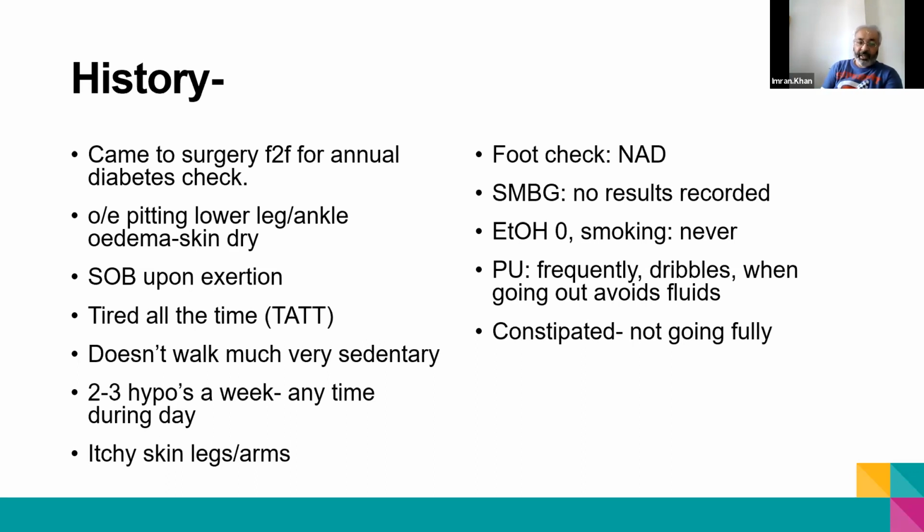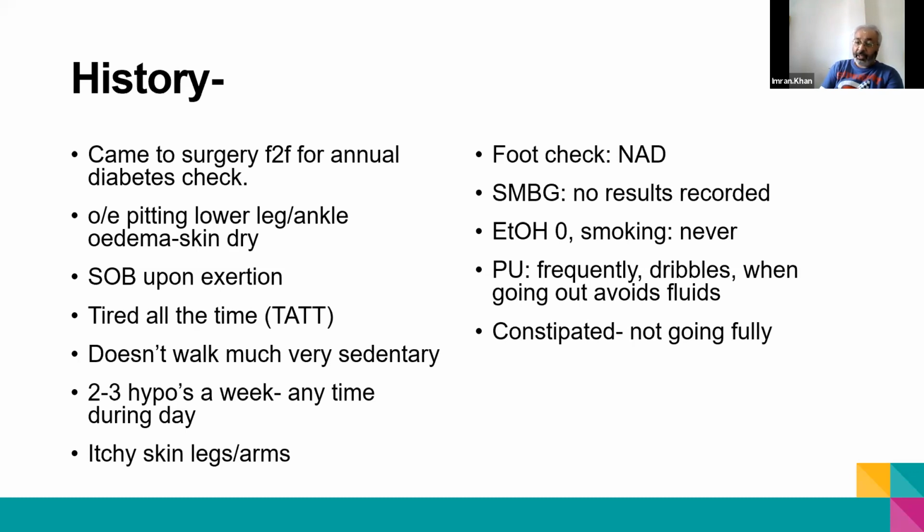She's very sedentary. She's complained that she's getting 2 or 3 hypos a week, but there's no pattern. She may get it in the morning, she may get it late, she may get it in the afternoon. She's particularly complaining of itchy skin, especially the legs and the arms. Foot check, as I said, there was no problem. She's not doing any blood glucose monitoring at home. She has got a machine. Doesn't drink alcohol, has never smoked.